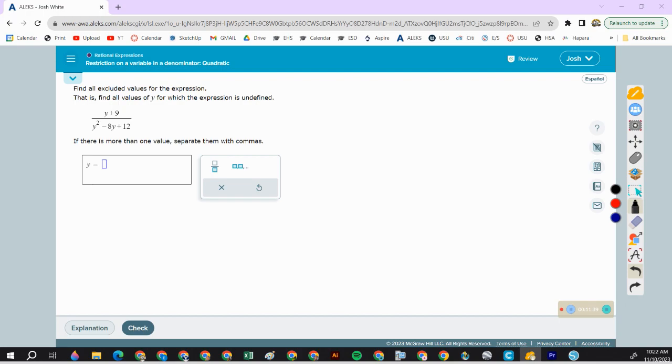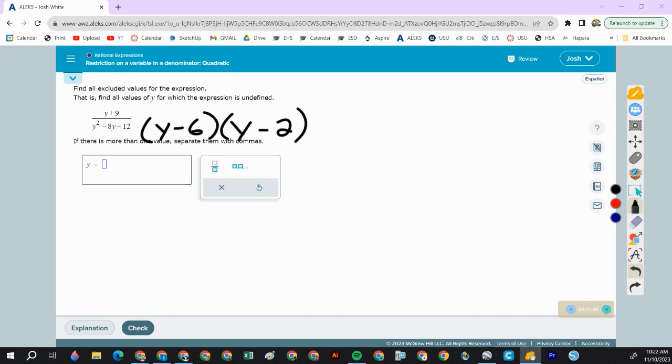The denominator of this quadratic factors into y minus 6 and y minus 2. So y equals 6 and y equals 2 are the roots of the denominator. What happens when I plug in 6? Well, this turns into 0, and this turns into 4, and 0 times 4 is 0, and the expression is now broken. So y is not allowed to be 6.